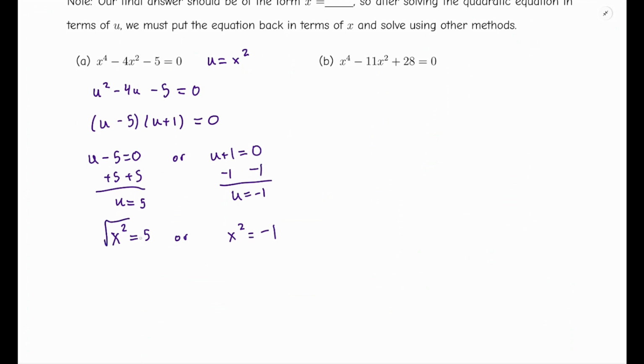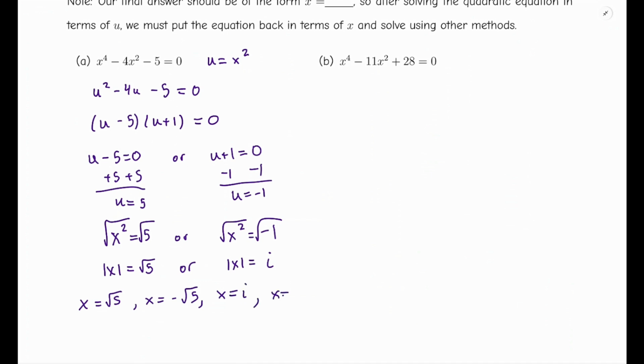If we take the square root of both sides now, we get the absolute value of x is equal to the square root of 5, or the absolute value of x is equal to i, which means x equals square root of 5, or x equals negative square root of 5, or x equals i, or x equals negative i. So we got 4 solutions for this one equation.